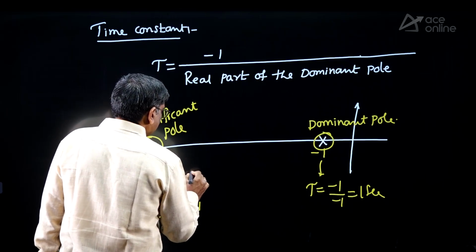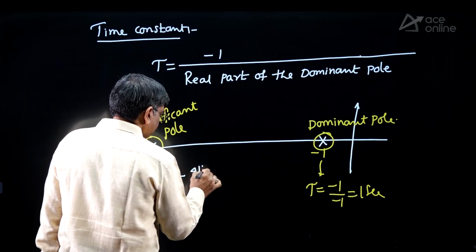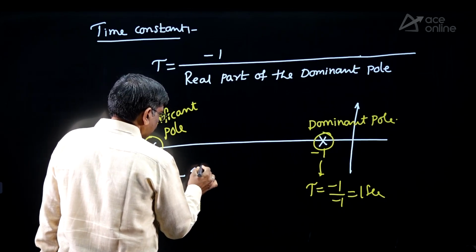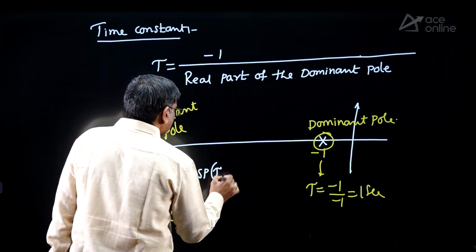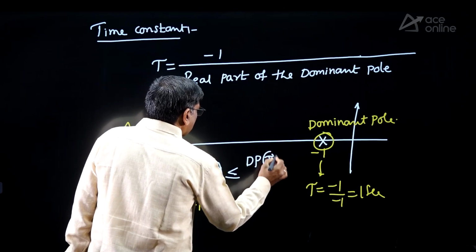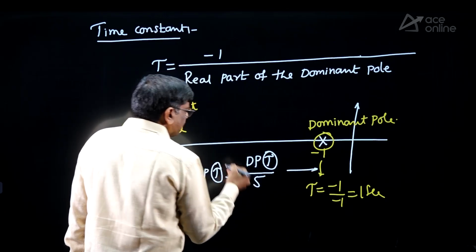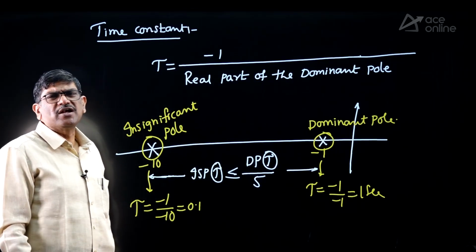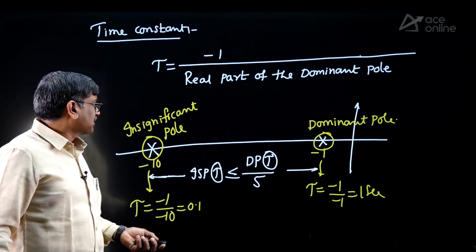The condition for an insignificant pole: the insignificant pole time constant must be less than or equal to the dominant pole time constant divided by 5. Once you satisfy this, then only it is called an insignificant pole. The insignificant poles are neglected. So this is the concept of time constant.